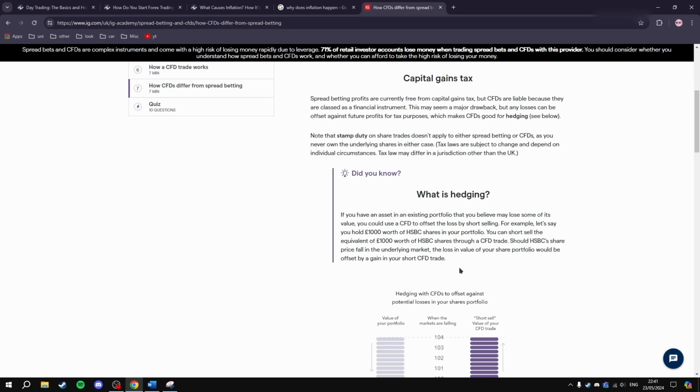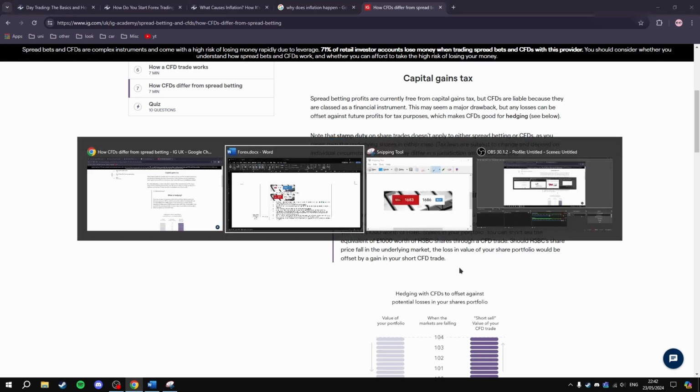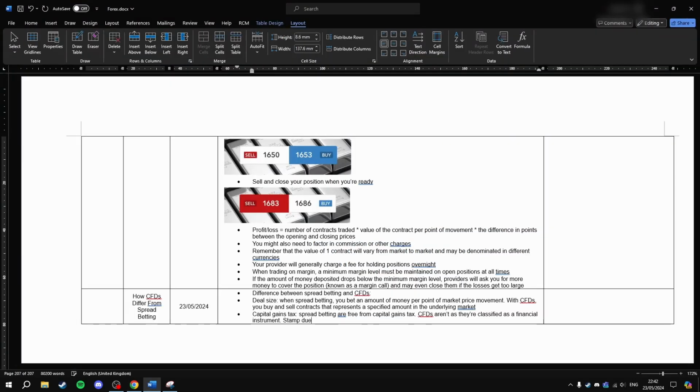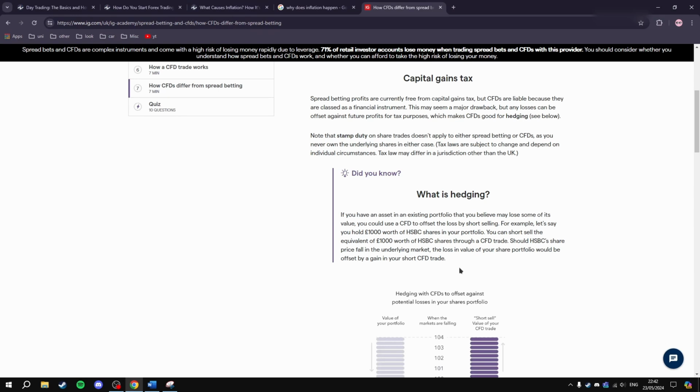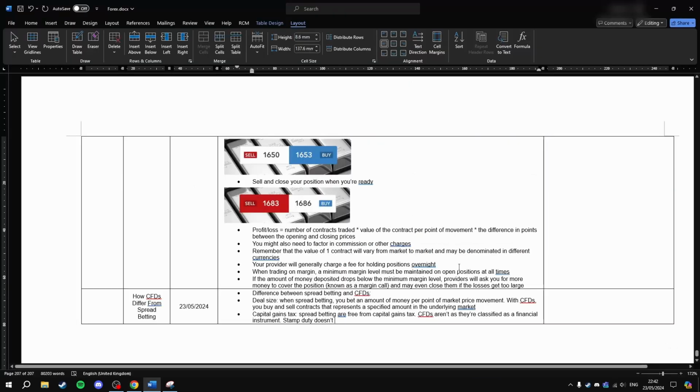Note that stamp duty on share trades doesn't apply to either spread betting or CFDs, as you never own the underlying assets in either case. Tax laws are subject to change depending on individual circumstances. Tax law may differ in a jurisdiction other than the UK.